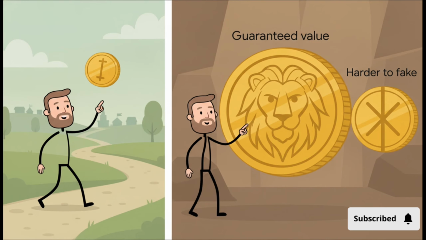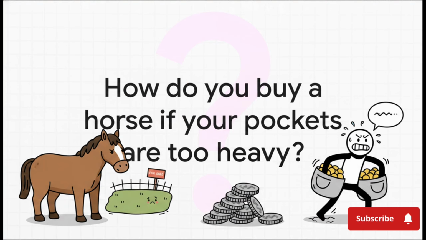So why did those Lydian metal coins catch on so fast? Well, they were far easier to carry than a herd of cattle or chunks of bulk silver. They were significantly harder to fake, and crucially, they had a guaranteed value stamped directly onto them by rulers. Because of these specific benefits, as empires expanded, coins spread rapidly across the world and became the undisputed main form of payment.